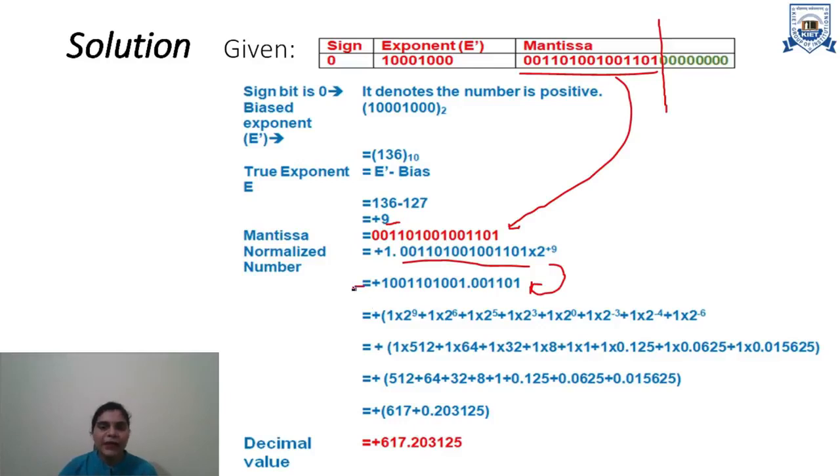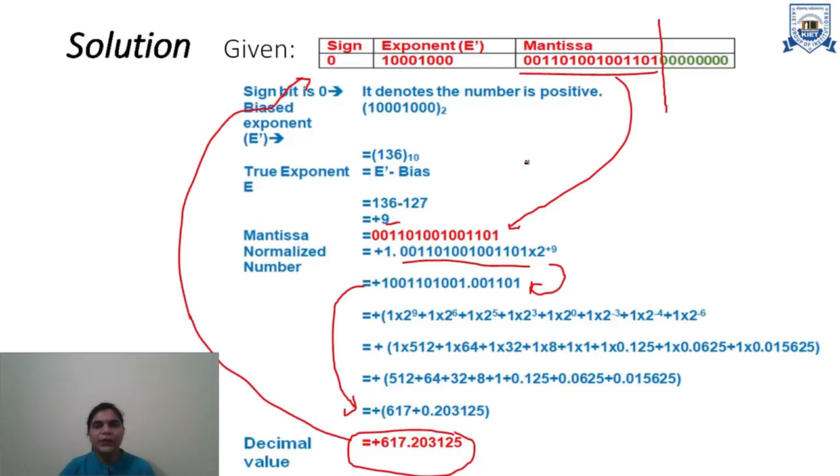Now we will calculate the decimal equivalent of this binary number. For this you must study the lecture on number system, on how to convert a binary number into decimal. So we will have the decimal equivalent of this given 32-bit representation. So in this example, a 32-bit representation of a floating point number was given, and we have to find out the value represented by this 32-bit representation.